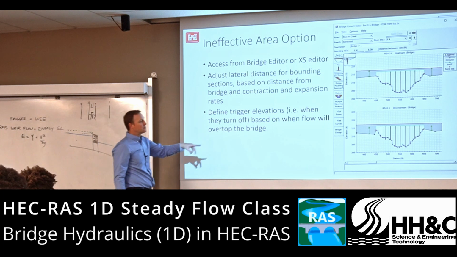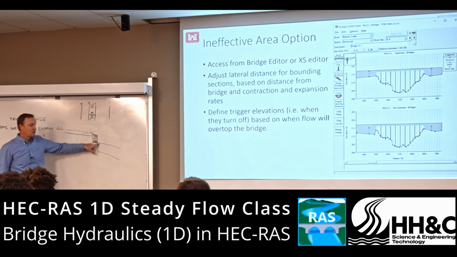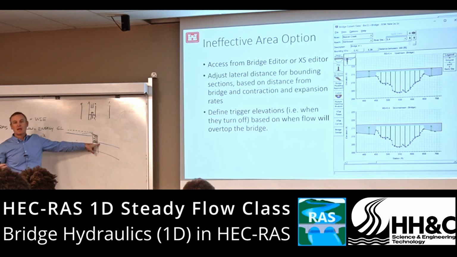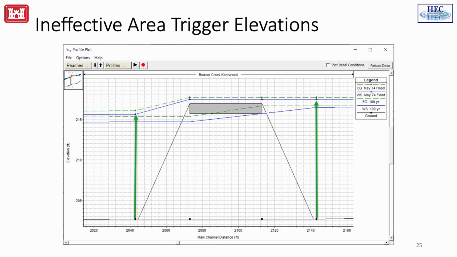And then on the downstream side, obviously it's going to be way below the top of the deck, because the water surface on the downstream side of the bridge will be much lower. Typically you'll have a couple feet of head drop across the bridge. Okay, so this is what it's going to look like to you when you're setting it up. You've got your bridge deck, you've got your upstream cross-section with your ineffective flow areas, you've got your downstream cross-section with your ineffective flow areas.